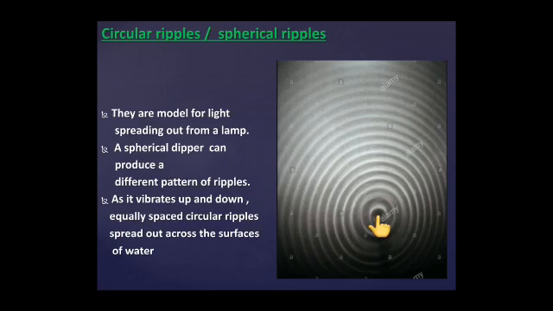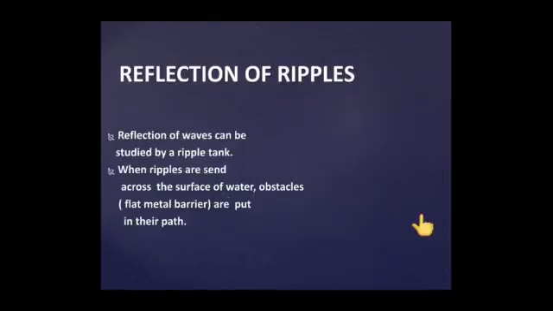Circular ripples can be used as a model for light spreading out from a lamp. So the two types of ripples are spherical ripples and straight ripples. Hope you understood about ripple tanks.